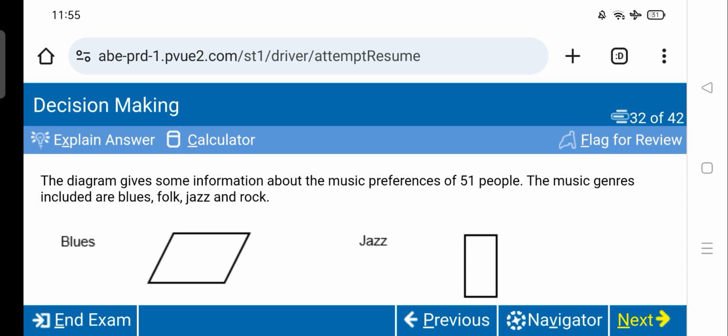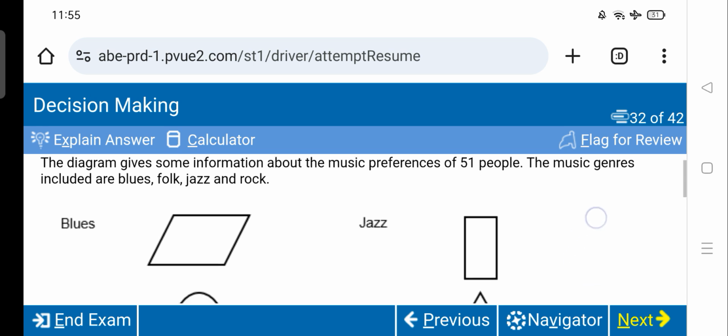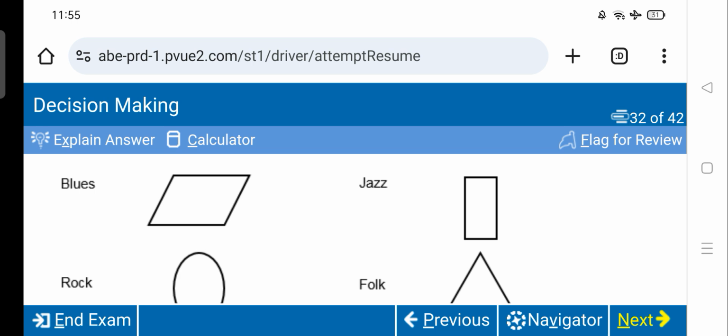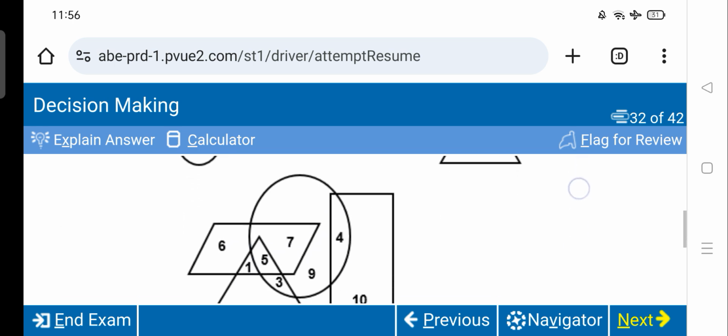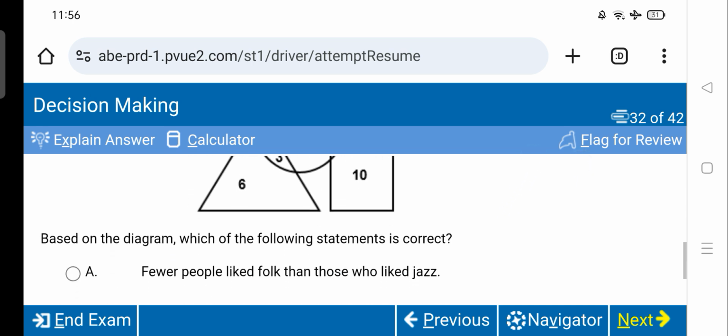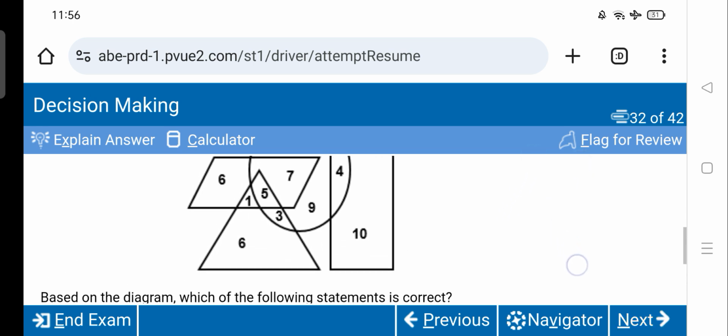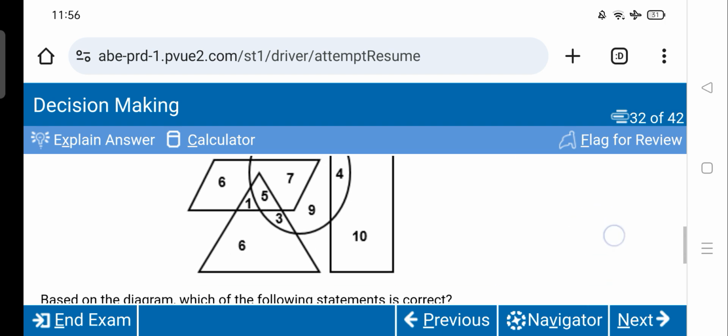Next we have, the diagram gives some information about the music preferences of 51 people. The music genres included are blues, folk, jazz, and rock. So here we have this shape representing blues. Then we have jazz, oval representing rock, and triangle representing folk. So based on this diagram, which of the following statements is correct?